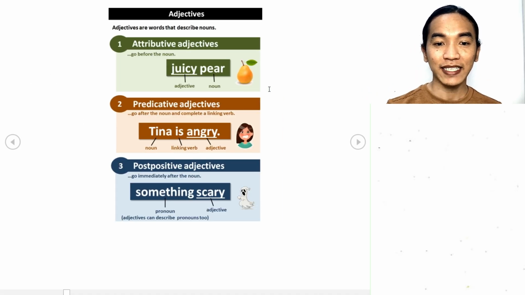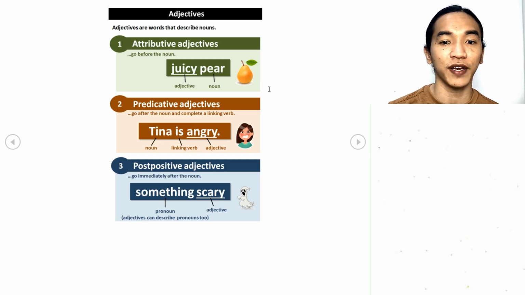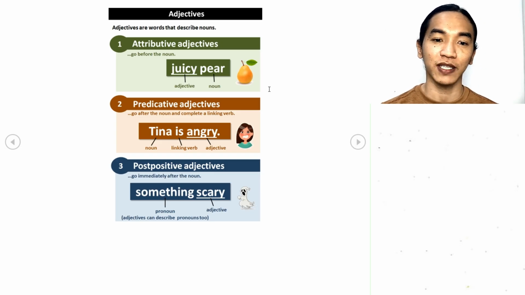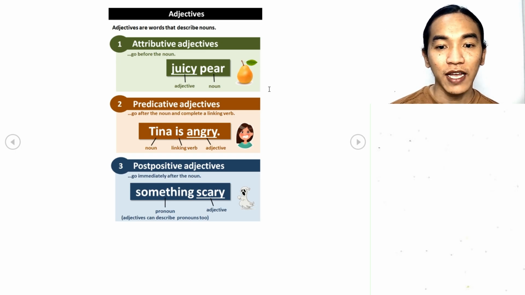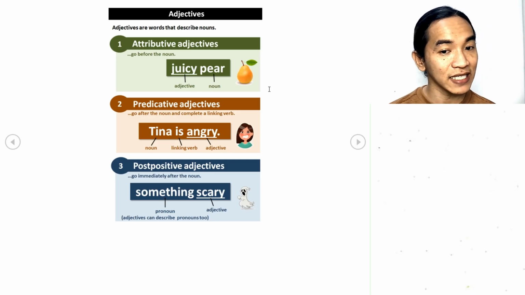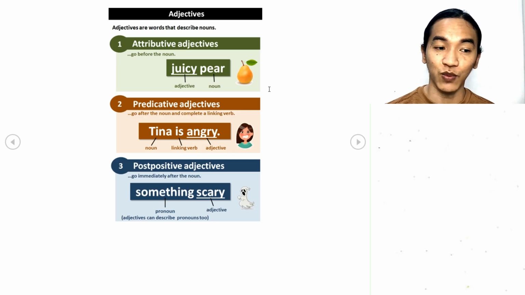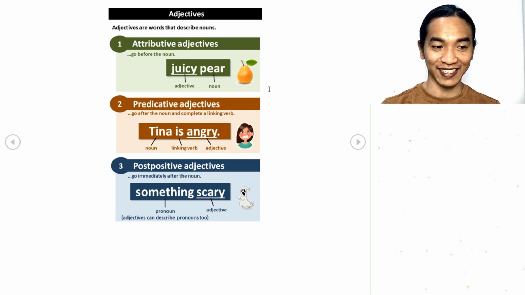position. Now, as a summary, I have here the picture, okay, talking about the three types of adjectives based on their position. So again, when the adjectives go before the noun, it is what we call your attributive. When it goes after the noun and completes a linking verb, then this is a predicative or predicate adjective. And if it goes immediately after a noun, usually a pronoun as well, this is post-positive. All right. So I want you to please practice more on that and master more on this topic.